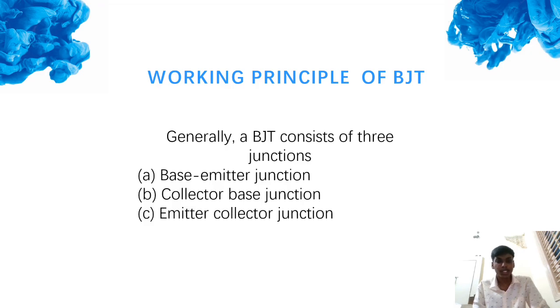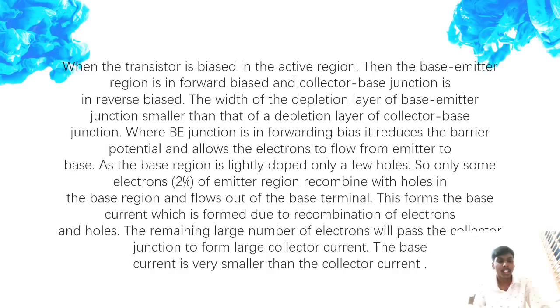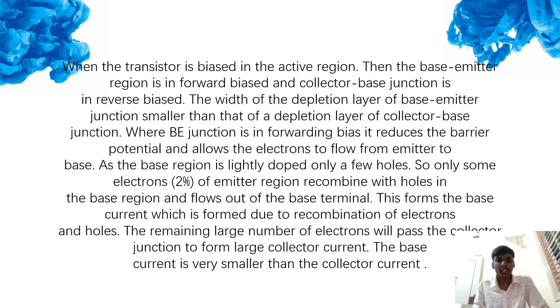Working principle of BJT. Generally, a BJT consists of three junctions: base-emitter junction, collector-base junction, and emitter-collector junction. When the transistor is biased in the active region, the base-emitter junction is forward biased and the collector-base junction is reverse biased. The depletion layer of the base-emitter junction is smaller than that of the collector-base junction. The base-emitter junction in forward bias reduces the barrier potential and allows electrons to flow from emitter to base.